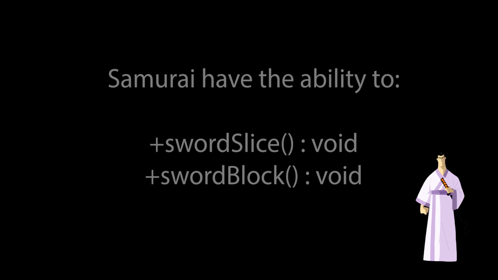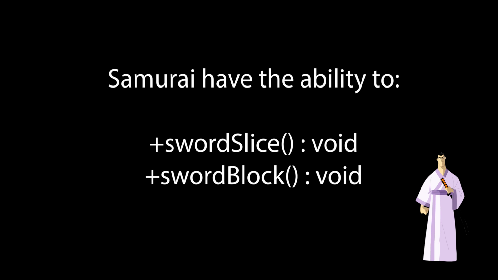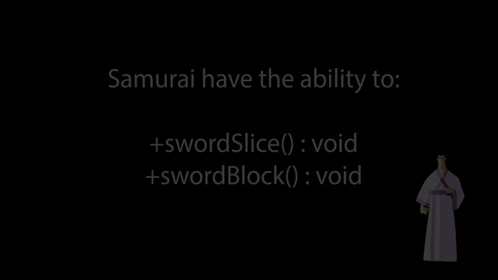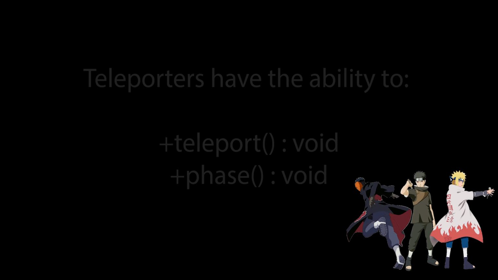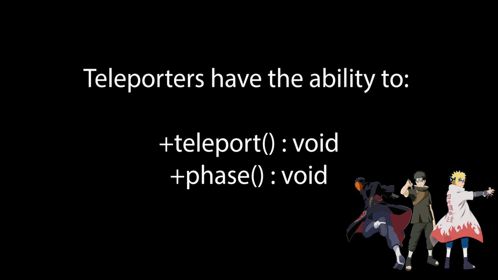Samurai have the ability to slice enemies and objects with a sword, which is a melee attack that does far more damage, as well as block attacks with their swords. And finally, teleporters have the ability to teleport, obviously, as well as phase or let attacks pass through them, which prevents damage.